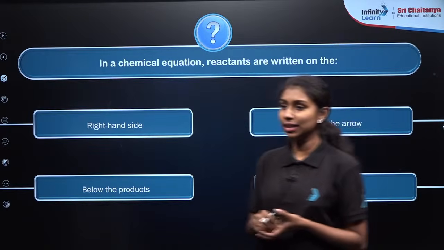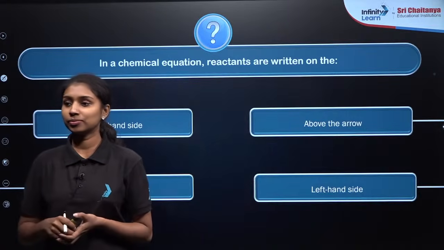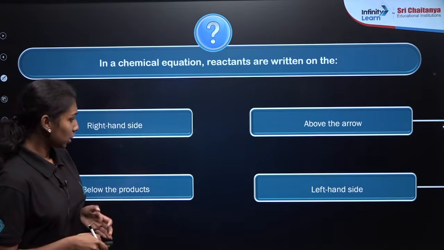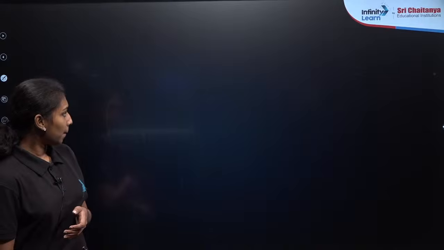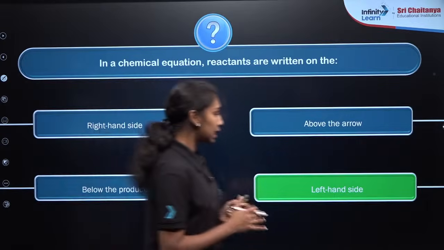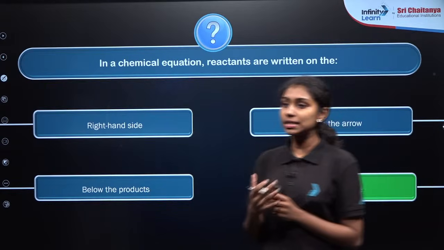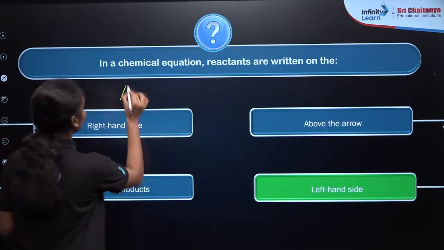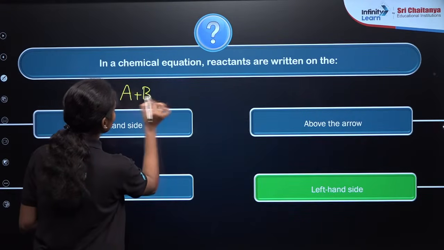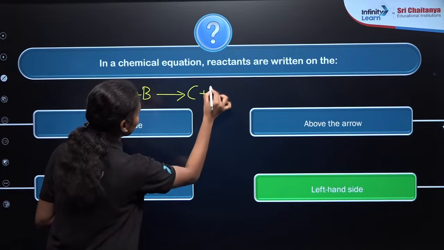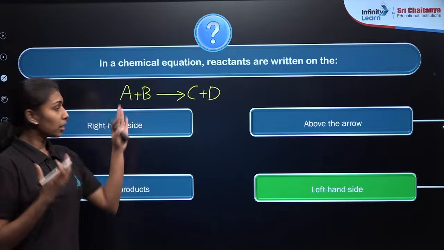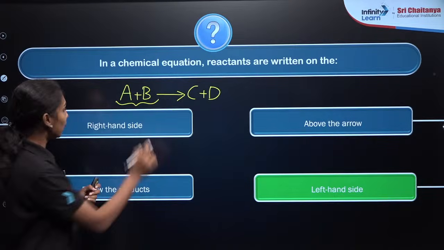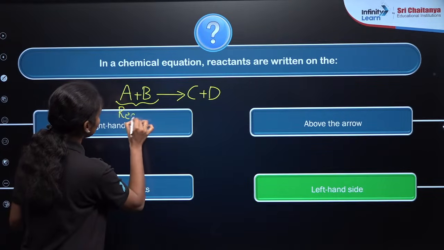So what is the answer here? Okay, many of you are giving me the answer as option D, right? Option D means left hand side, right? Yes, option D, left hand side, is the correct answer. For example, if I am writing any reaction, for example A plus B gives C plus D, right? Those elements or compounds which are present on the left hand side are commonly known as the reactants, right?